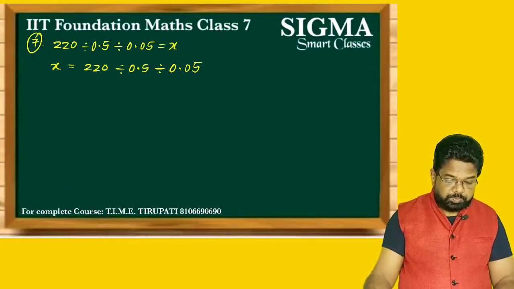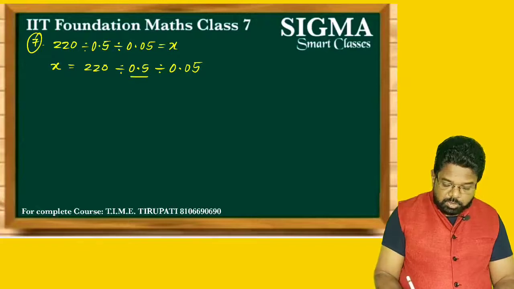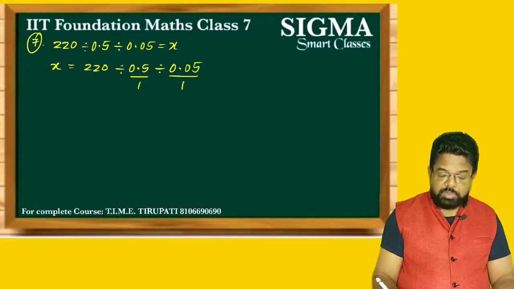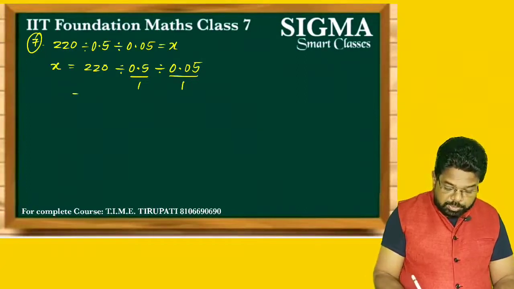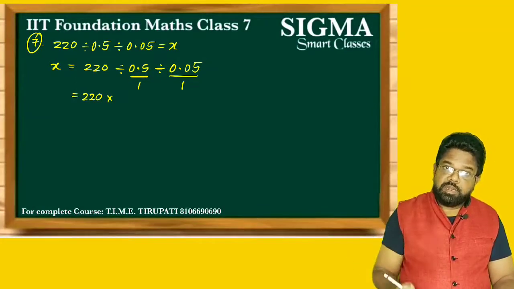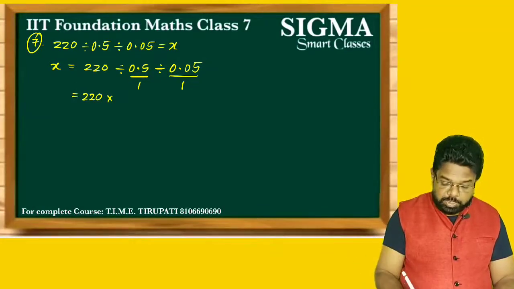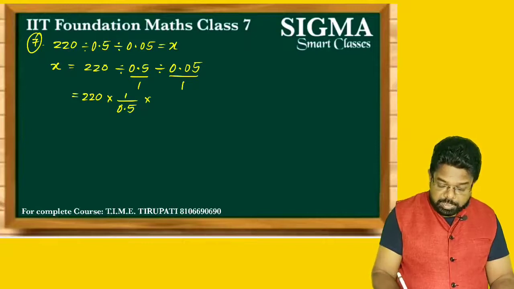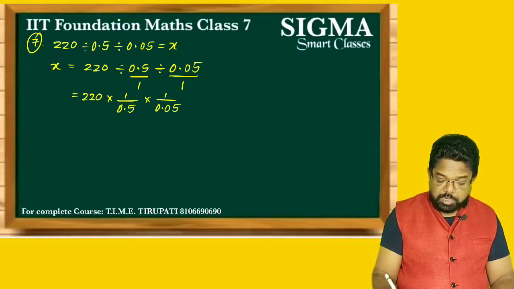What do you do? Okay, see here, this 0.5 can be written as 0.5 by 1, and 0.05 can be written as 0.05 by 1. Now division converts into multiplication. So 220, division converts into multiplication, and the immediately next fraction is taken in reverse order. So 0.5 by 1 can be written as 1 by 0.5. Here also division converts into multiplication, the next fraction is taken in reverse order. So 1 by 0.05.